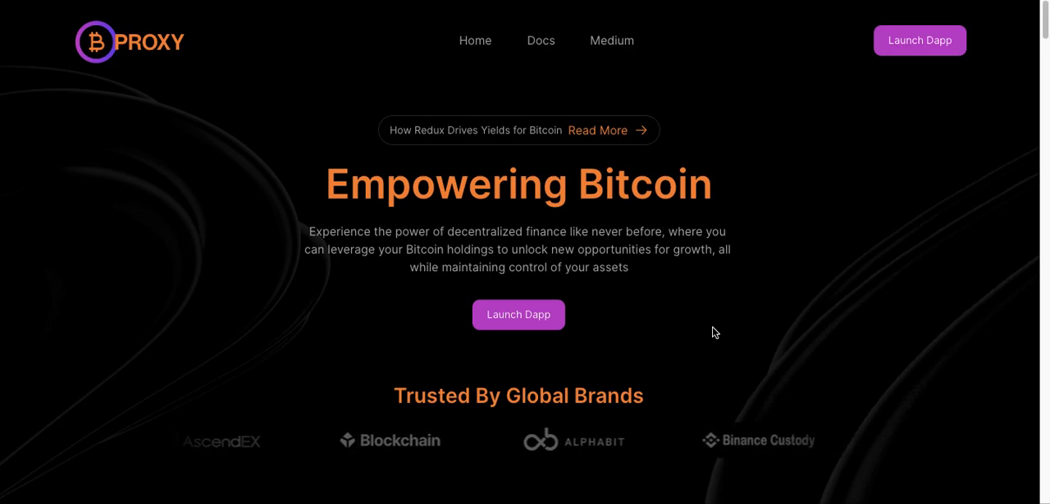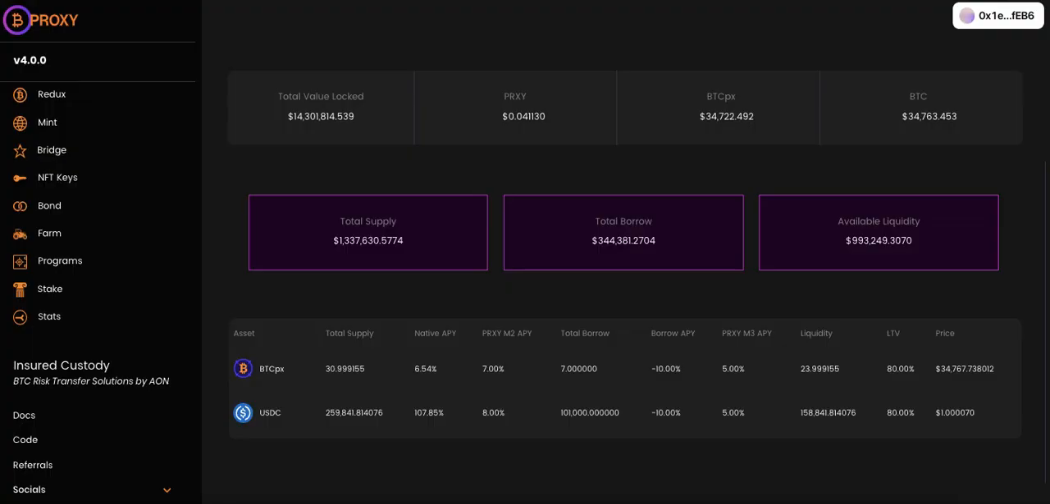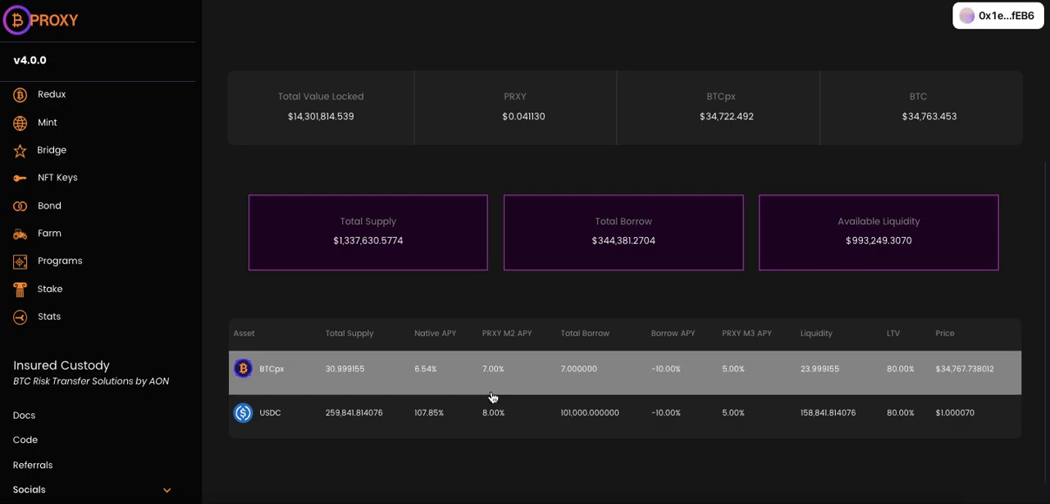We created for you Redux, which is a Bitcoin on-chain borrowing and lending protocol for BTC Proxy. As we go to the app, you'll see on the left side a new menu item called Redux. You'll see the overall picture of the protocol in the total supply, the total borrows, and the available liquidity.